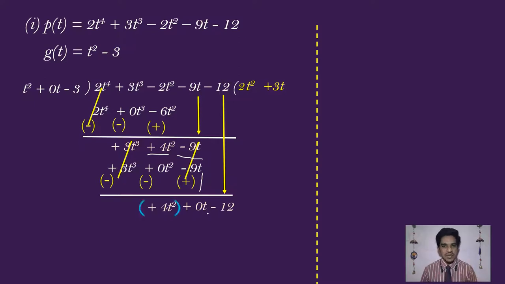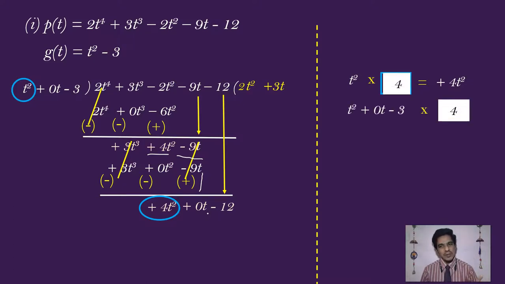You have to compare the first term of the new dividend part with the first term of the divisor. So t square multiplied by a value gives 4t square. It's very simple. We need just 4. So let us multiply the whole divisor by this 4. T square into 4, 4t square. 0t into 4, 0t. Minus 3 into 4, minus 12.